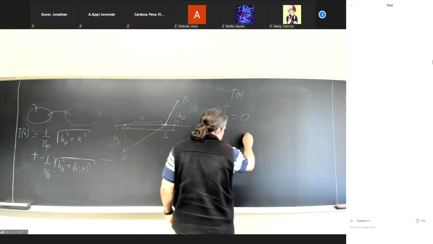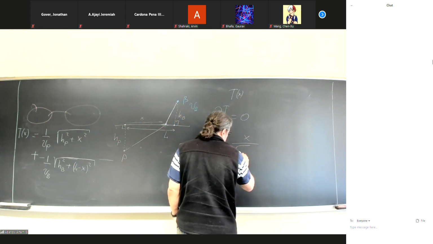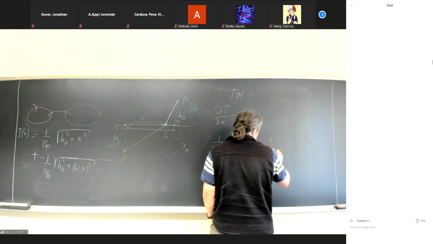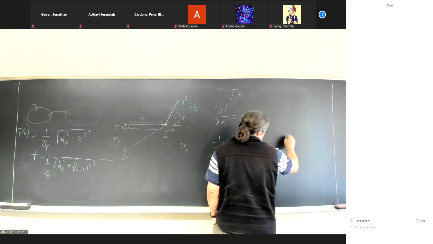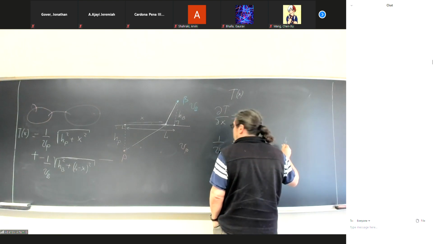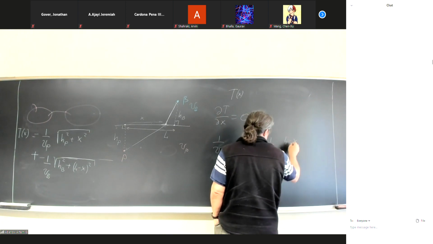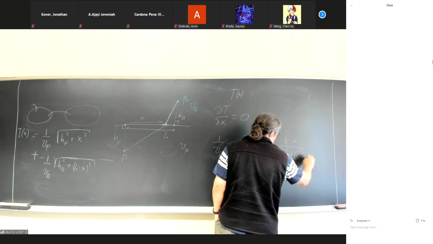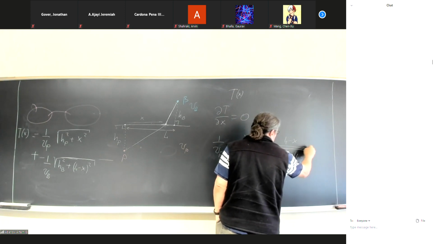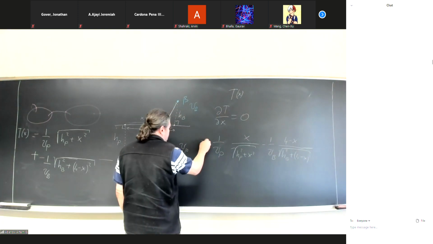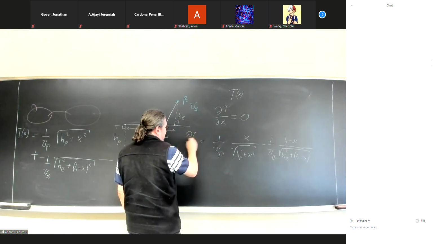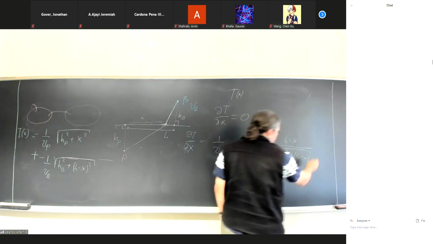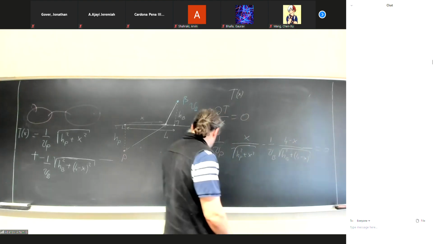So what I have, then I take this derivative, and I have 1 over vp, then I have here x, and here the square root of hp squared plus x squared, minus 1 over vb, L minus x divided by the square root of hb squared plus L minus x squared. Right. So this is my dt over dx. And it must be equal to 0. That will determine my x.